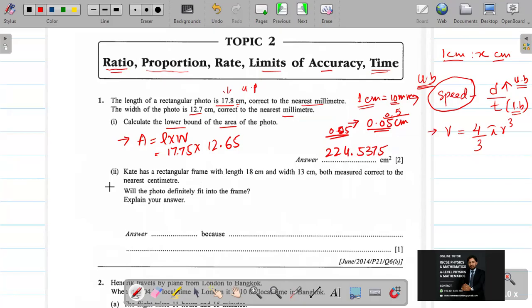Here what he is saying over there. He is saying that Kate has a rectangular frame of the length 18 centimeter and width 13 centimeter, both measured corrected to nearest centimeter over there. Okay. Will photo definitely fit into this frame? Okay, photo area is 224. And if I go for 18 and 13 centimeter to be taken over there, I'm taking their lower bounds for both of them.